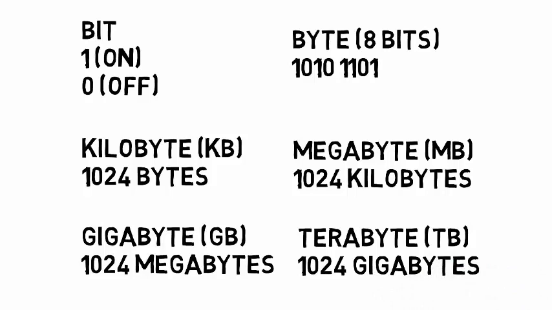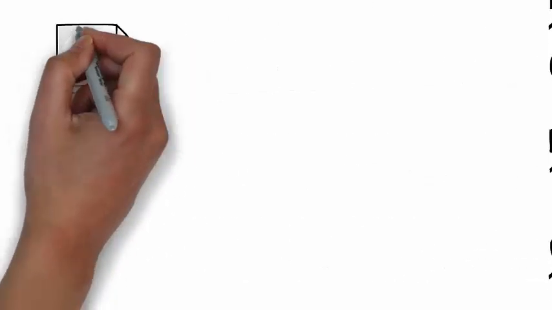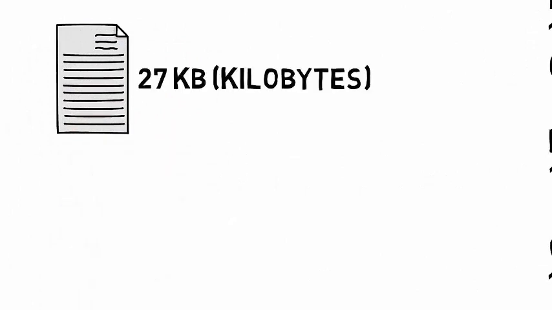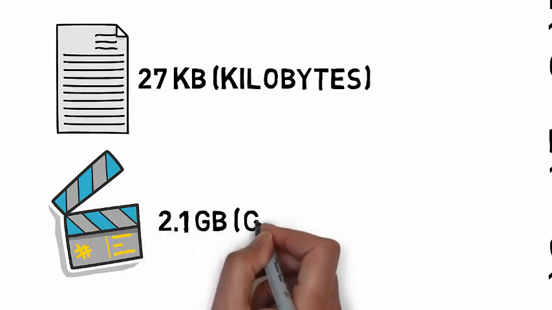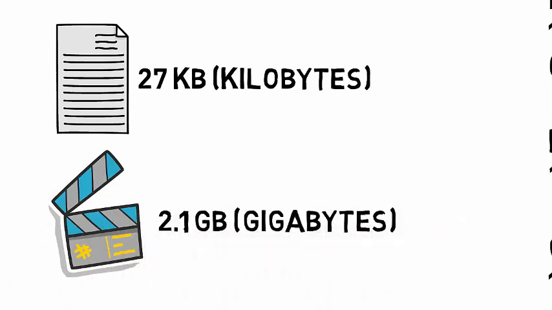Different types of files and programs may require different size storage room in order to hold all the information they contain. For example, a simple document might only take up a few kilobytes or megabytes, while a high-definition video or game may take up many gigabytes of storage space.